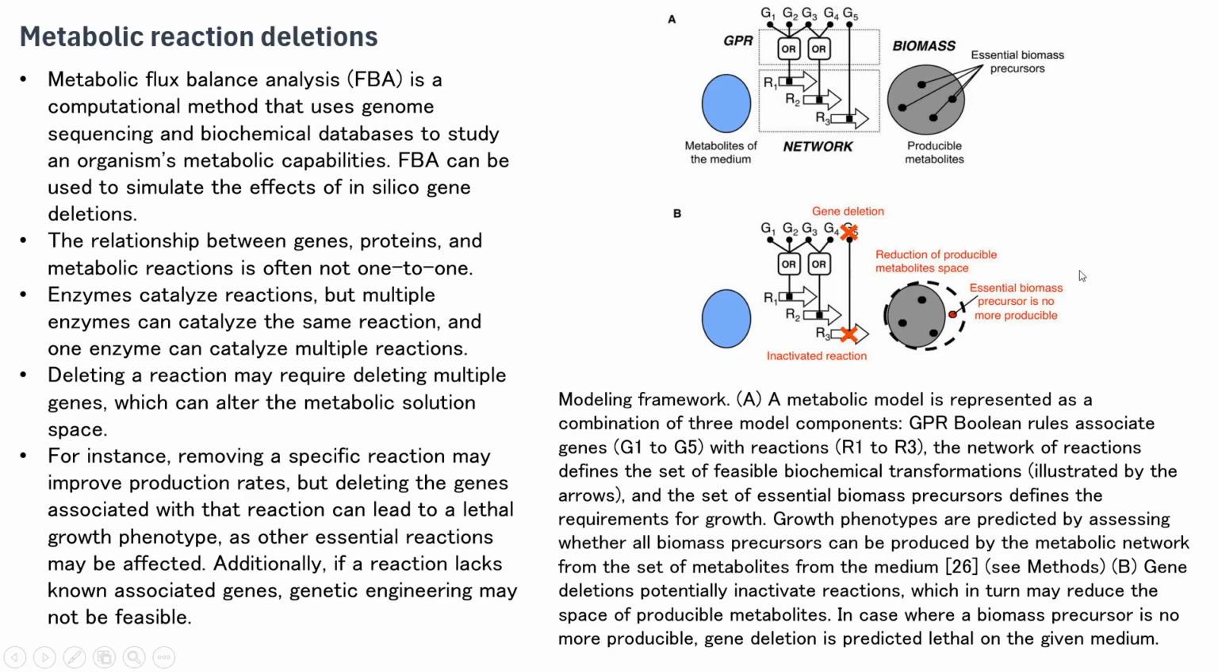Now this is the modeling framework. This first panel, A1, is a metabolic model, and it is represented by the combination of three model components. G1 to G5, you see there are 5 genes that are associated with the reactions, and these are represented by Boolean rules. You have 5 genes and 3 reactions associated with those 5 genes, and you have Boolean relationships between these two elements.